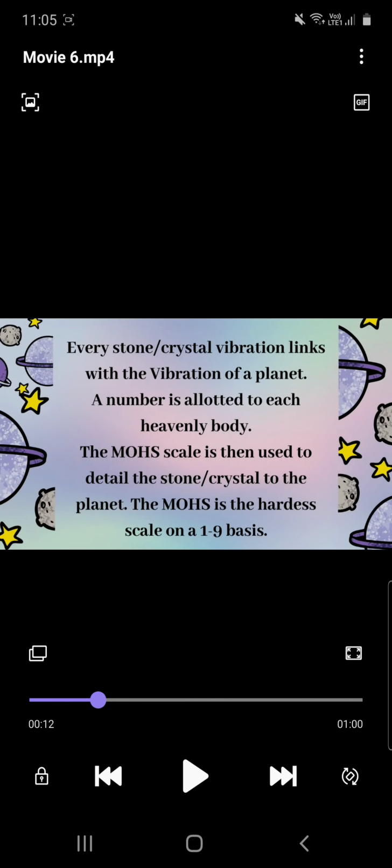So every stone or crystal or gem, obviously they're all called different things, links with the vibration of a planet. A number is allotted to each heavenly body. The Mohs scale is what's used to detail the number of the crystal or the stone or the gem, and it's on a 1 to 9 basis. It is the hardness scale. You can research it, you can Google it. It's the hardness scale of a crystal, a gem, or a stone.